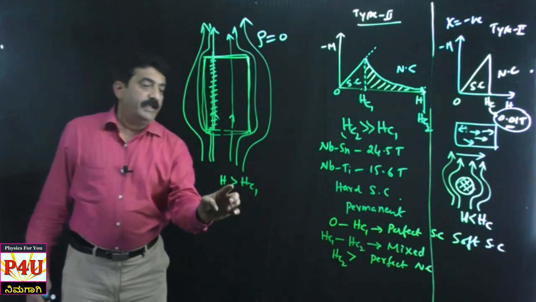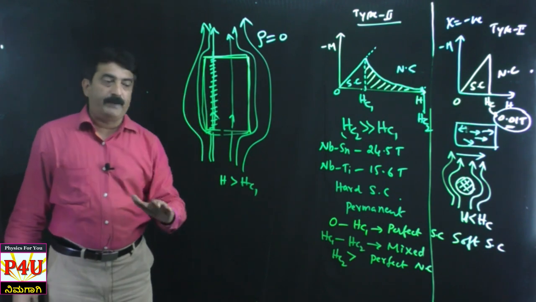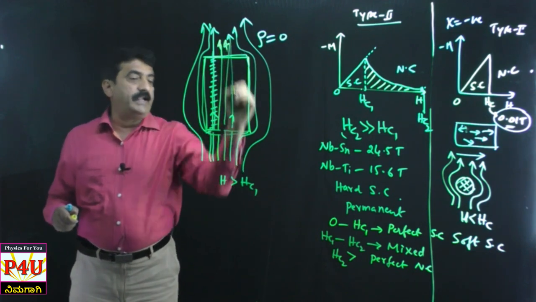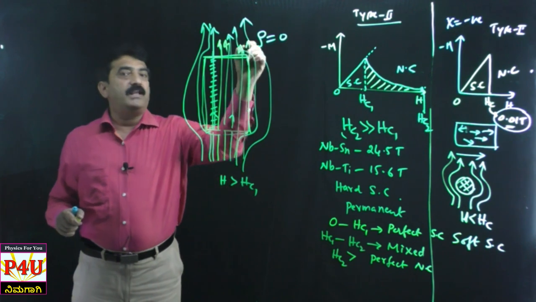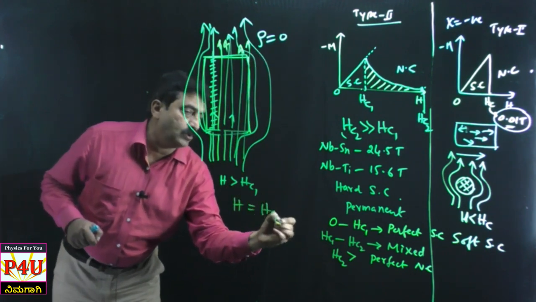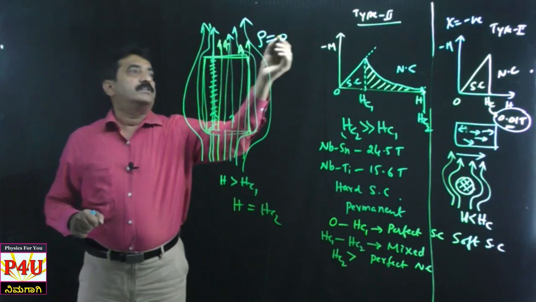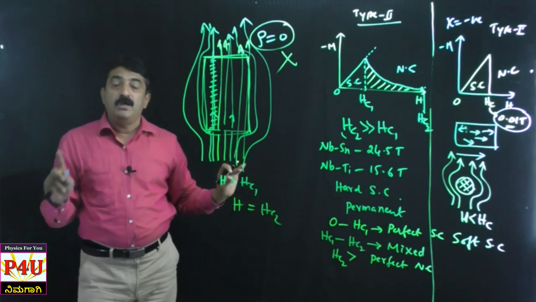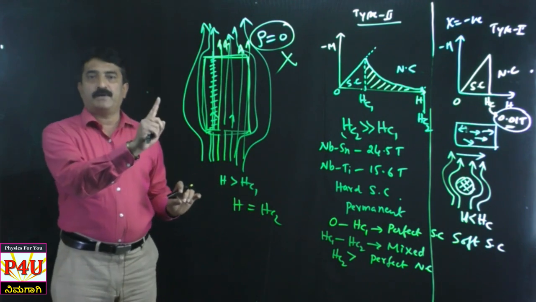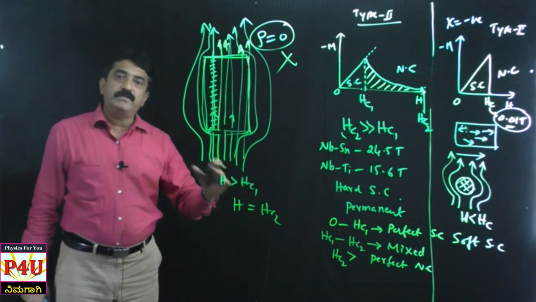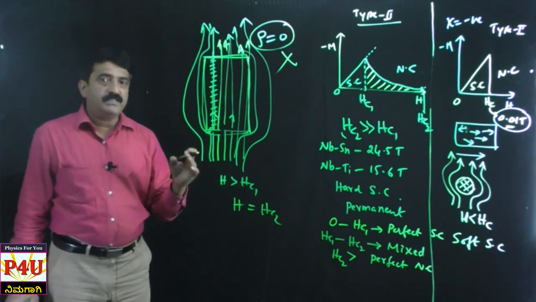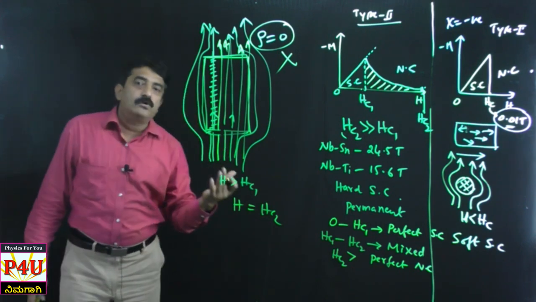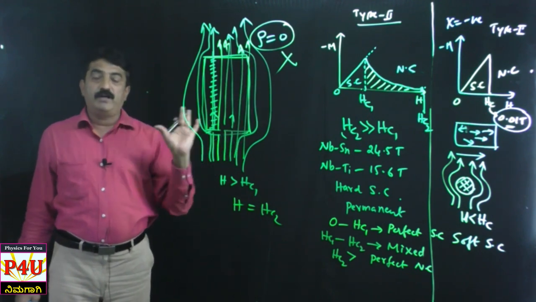So when H is greater than HC1, this is going to happen. You keep on increasing the field, then some lines here also will start entering, here also, here also, and finally a stage will come when H is equal to HC2, all the lines will enter. Now the zero resistivity also vanishes. Now it converts into a normal conductor. So from 0 to HC1, perfect superconductor, like type 1. From HC1 to HC2, mixture: diamagnetic property vanishes, zero resistivity still exists. HC2 onwards, diamagnetic property also vanishes, zero resistivity also vanishes. So this is about type 1 and type 2 superconductors.